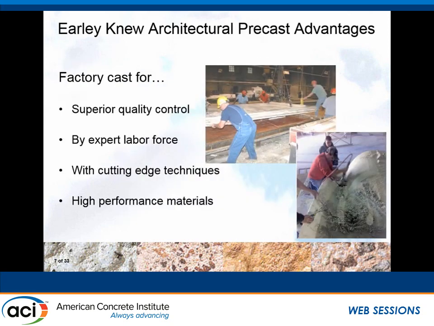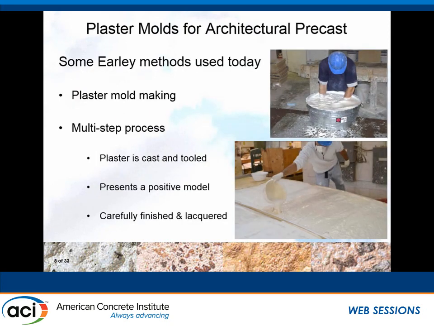One of the things that John Early knew is that architectural precast offered advantages over cast in place because he had a superior labor force. They had a very controlled application. They could use their cutting-edge techniques that they had developed and trained with those individuals, and of course they would use high-performance materials. Some of Early's methods, like we talked about already, we're still using: plaster forms and plaster molds.